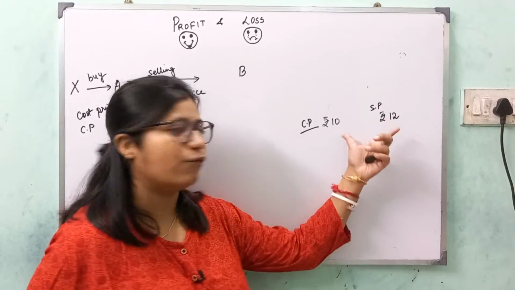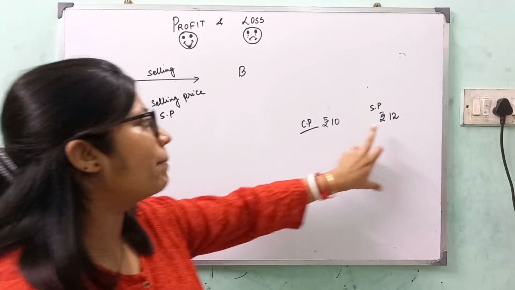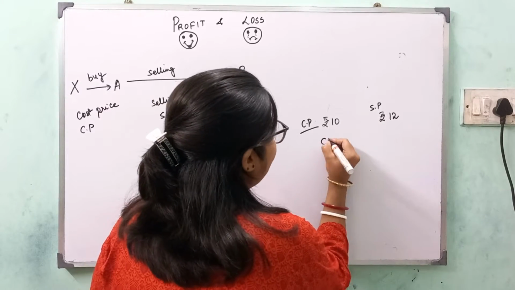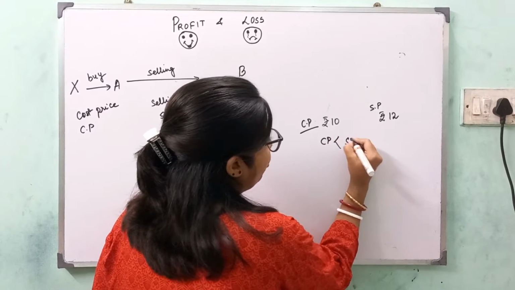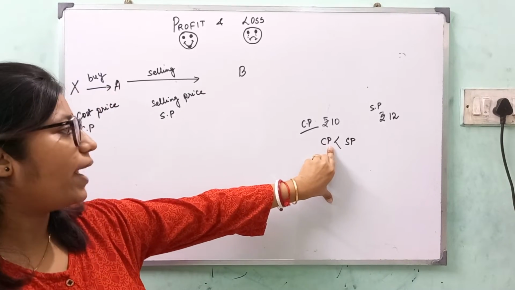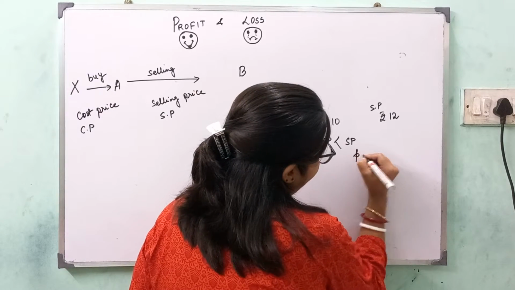Now what can you see over here? That is, the price at which you bought it was lesser compared to the price at which you had sold it. That is, your CP is lesser than your SP. So when you have a condition when your cost price is lesser than your selling price, you have a profit.